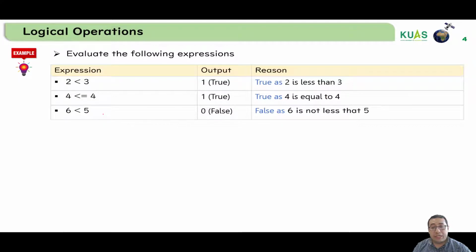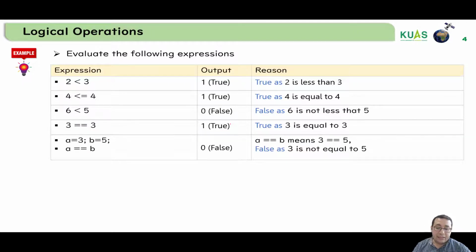Here we ask, is 6 less than 5? This is not correct because 6 is not less than 5. So the answer will be 0 or false. The next is 3 equal to 3, and we use two equal signs. So is 3 equal to 3? The answer will be true because 3 is equal to 3.